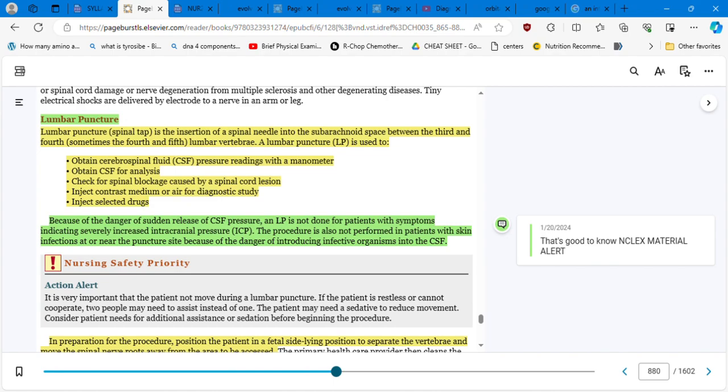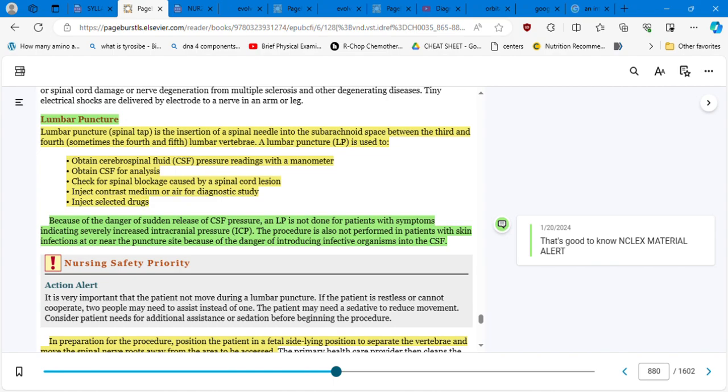Because of the danger of sudden release of the cerebrospinal fluid pressure, lumbar puncture is not done for patients with symptoms indicating severely increased intracranial pressure. So you don't do that test in patients with increased intracranial pressure.